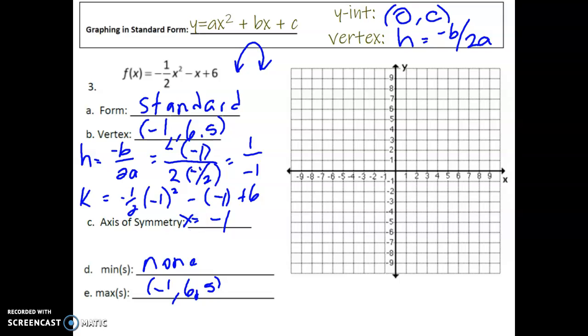Okay, let's put what we have so far on our graph. So go to the point -1, 6.5, which is up here, and put a dot for the vertex. And then going directly through there, we're going to put a vertical line. X equals is always a vertical line. And it's going to be dotted because remember, that's not actually part of our graph. That's just there to help us draw the graph. So that's what we have so far.